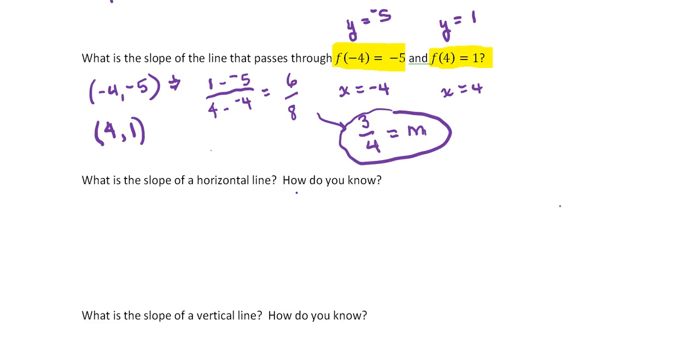So what is the slope of a horizontal line? And how do we know? Well, a horizontal line, does it go up or down at all? The answer is no. So there's no rise to the run. Remember, slope is rise over run. If there's no rise to it, that means it's a 0. So our slope in this case is 0 because the line does not increase or decrease.